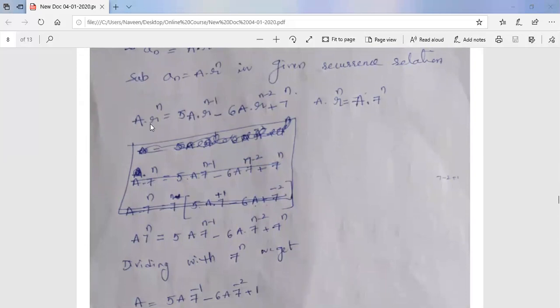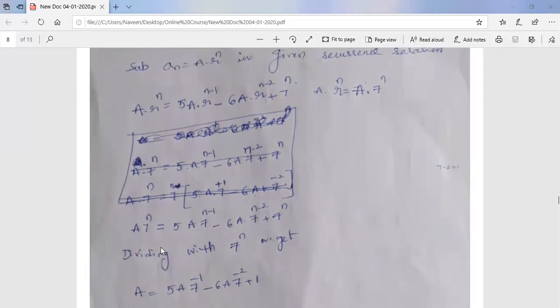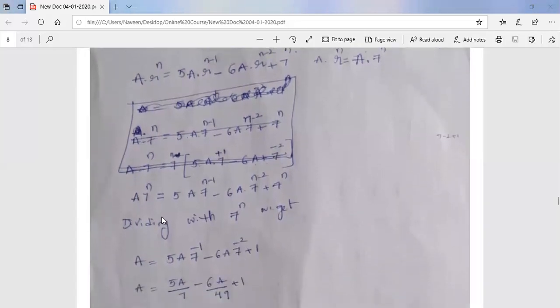a, where r is equal to 7. a·7^n is equal to 5a·7^(n-1) minus 6a·7^(n-2) plus 7^n. You divide throughout this recurrence relation by 7^n, and the 7^n gets cancelled. You get a is equal to 5a·7^(-1) minus 6a·7^(-2) plus 1.